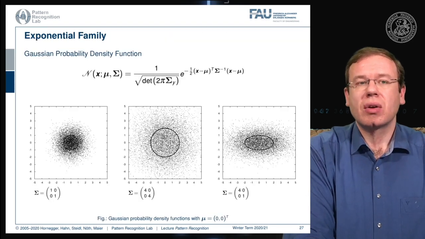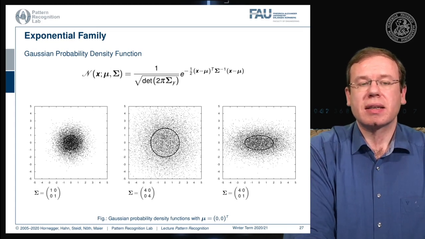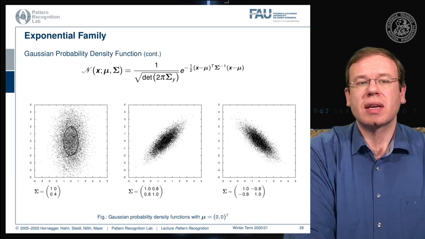So let's look into the exponential family, and of course we find the Gaussian probability density function here. You've already seen that there is different ways of formulating the Gaussian. Here we all have diagonal covariance matrices, and obviously there's also non-diagonal covariance matrices, which then results in this rotation here, as you can see. So this is a very typical function that we're using to model the probability densities.